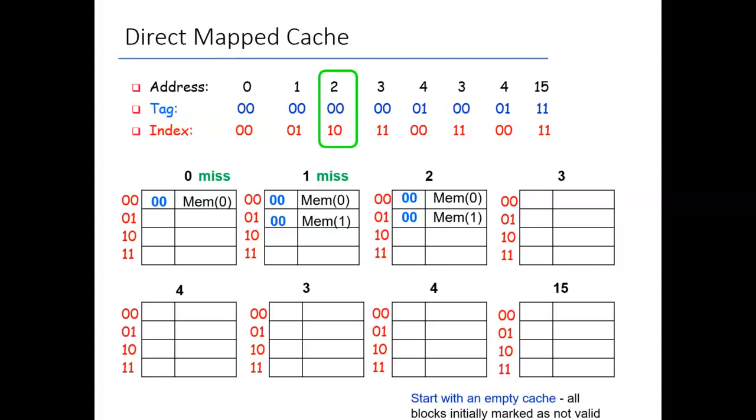Where will it go? Can anyone tell me? Set 2. Why set 2? Why not set 5? Why not set 6? Because the index is 10, so it will go to set 2. Now it's a miss. So this main memory block 2 will be mapped to set 2, and the tag field is 00. Any question? Okay.